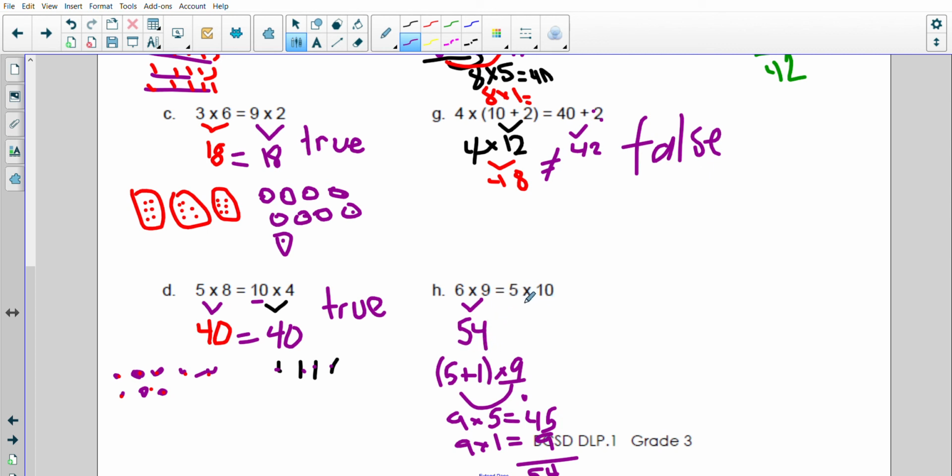Equals, okay, so let's go 5 times 10. Again, skip counting either by 5s or by 10s, either or. So I have 10, 20, 30, 40, 50. Those, again, do not equal each other. Those are not the same, so this one is also false.